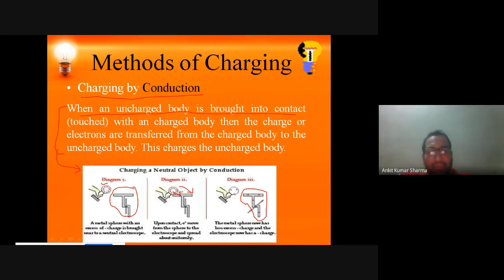So you can say in the conduction method, there are two bodies. One body is the charged body, and the second body is the uncharged body. The uncharged body is brought into physical contact, by touching, with the charged body, and then the charge or electrons are transferred from the charged body to the uncharged body, so the uncharged body finally becomes charged. This method is called charging by conduction.